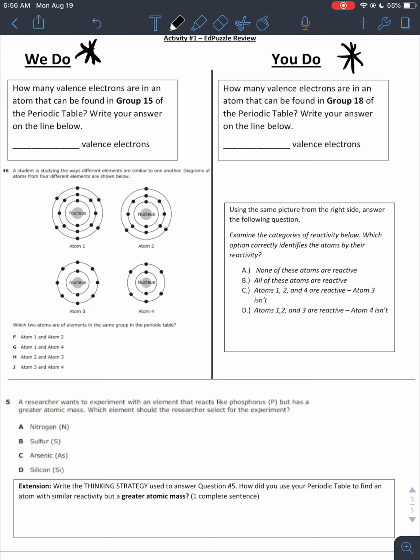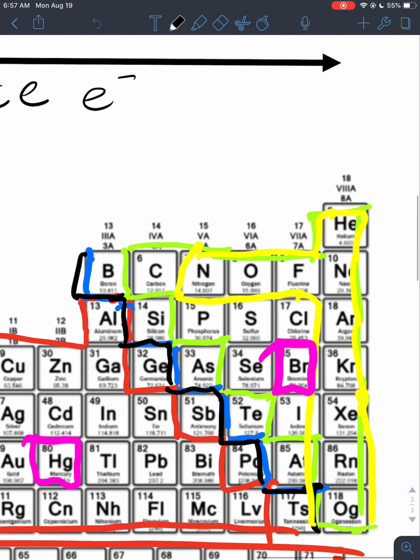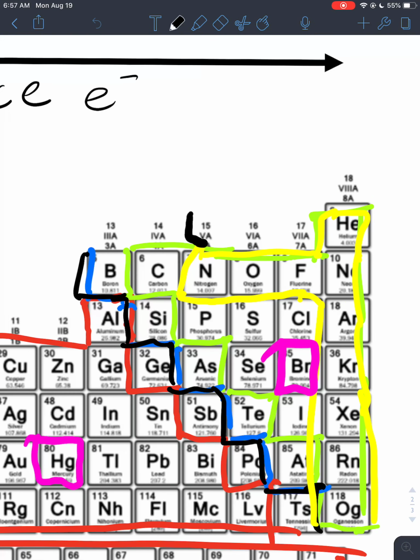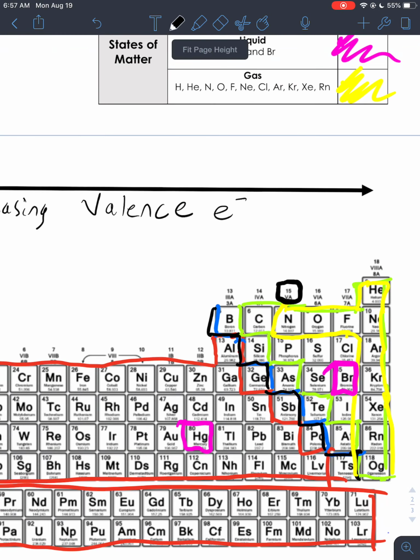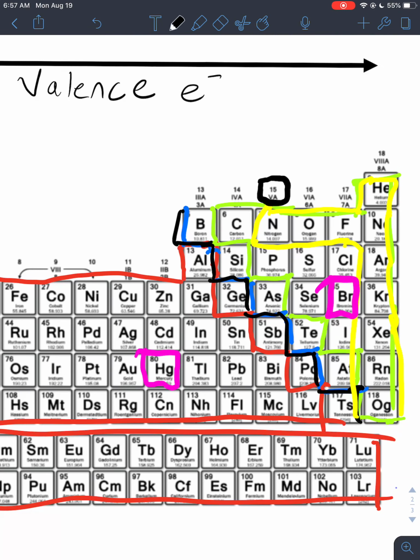First question, how many valence electrons are in an atom that can be found in group 15 of the periodic table? Write your answer on the line below. I'm going to come peek at our graphic organizer. Group 15 is right here. You can always find it at the top. Sometimes my coloring might cover it up. If it does, look at your star periodic table rather than your graphic organizer, okay? Underneath here, I see that we are in group 15.